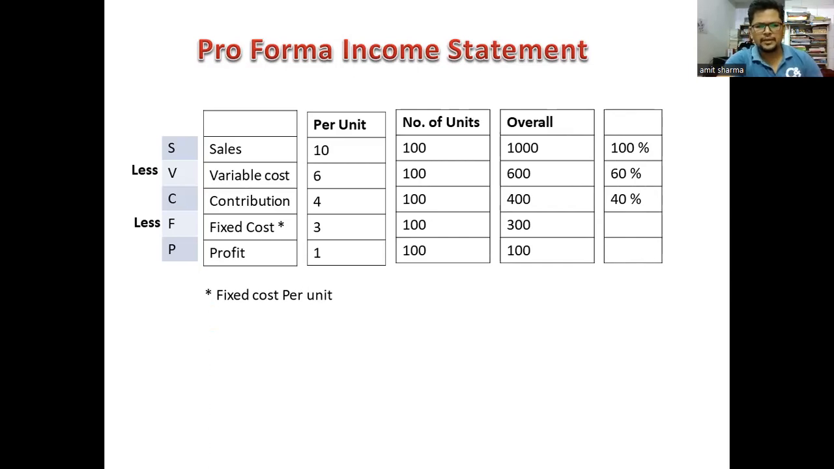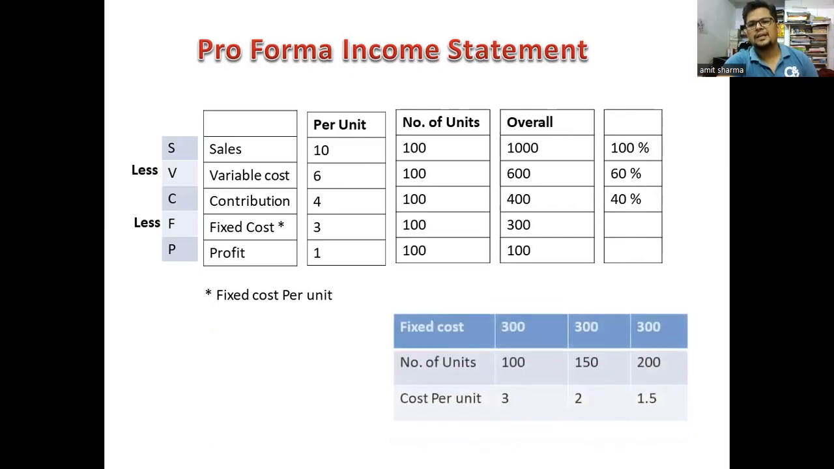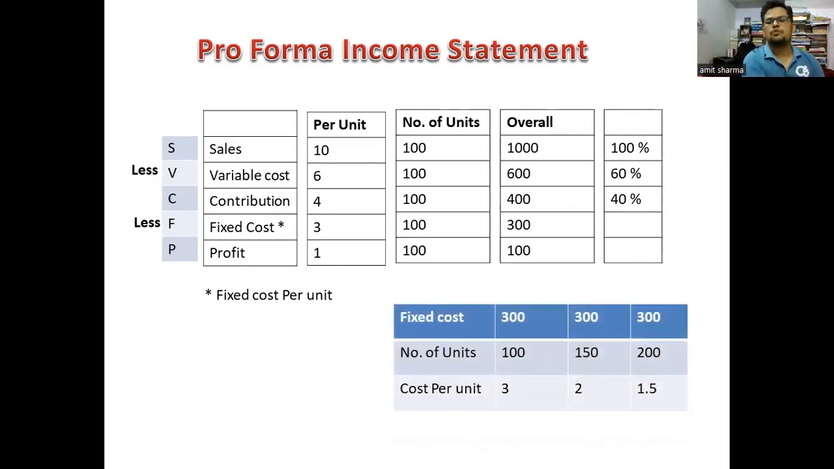So here you see that the contribution is 40%. If the contribution is 40%, then 60% will be the variable cost. If the contribution is 70%, then the variable cost will be 30%. If the contribution is 20%, the variable cost will be 80%. So this is an important relation between the sales and variable cost, because the ultimate result we can get is in the form of the contribution.